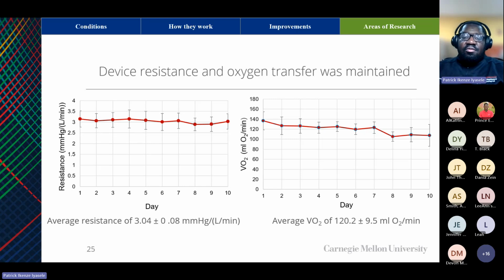Over the 10 days, the blood flow resistance did not significantly change. The average resistance in the 10 days was 3.04 millimeters of mercury per liter per minute. The oxygen transfer capability of the device decreased slightly over the course of the study. It maintained an average of 120.2 milliliters of oxygen per minute. For context, at rest, the average person uses around 200 to 250 milliliters of oxygen per minute. So our device can provide about half the oxygenation an average adult requires.